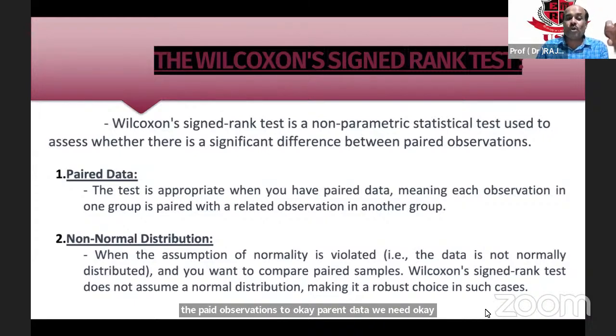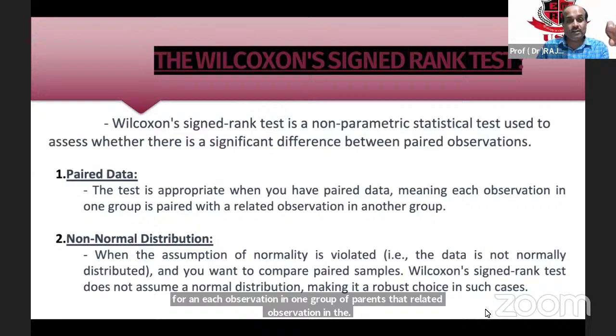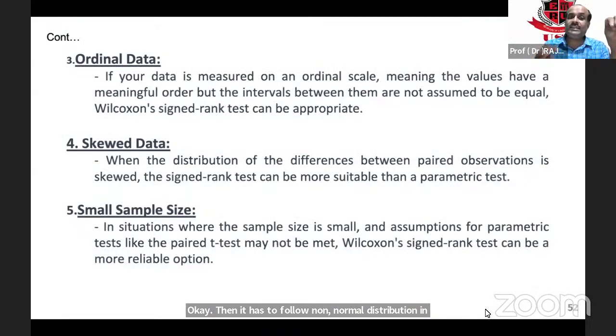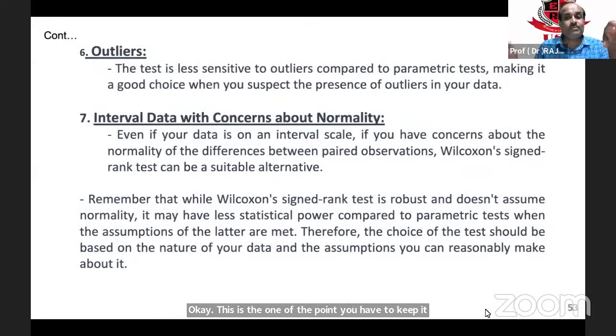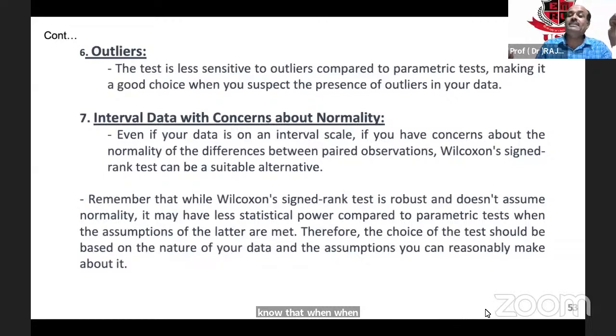It is used with ordinal data, or data that does not follow the normal distribution. When the distribution of the differences between paired observations is skewed, the signed rank test can be more suitable than the parametric test. Also, use it when the sample size is below 30. Outliers you will come to know when you put the data in a graph, where many data points are out of the track. The test is less sensitive to outliers compared to the parametric test, making it a good choice when you suspect the presence of outliers in your data.